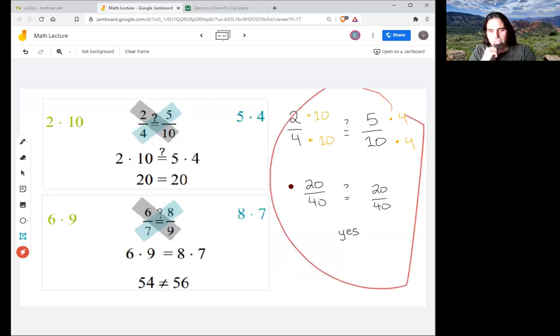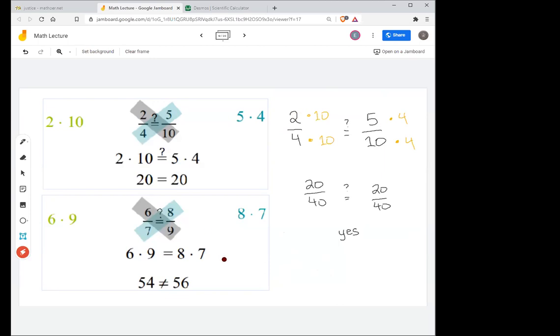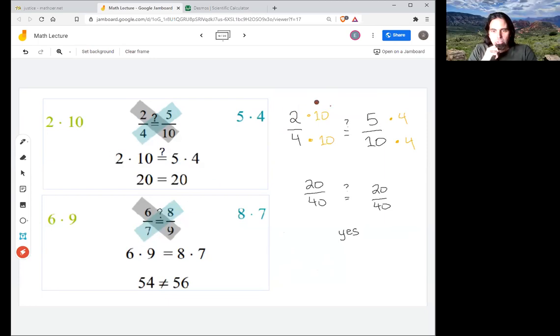Everyone okay with what we did here on the right? Okay, now compare it to the left. This 2 times 10 is this 2 times 10. This 5 times 4 is that 5 times 4. And these 20s are these 20s.